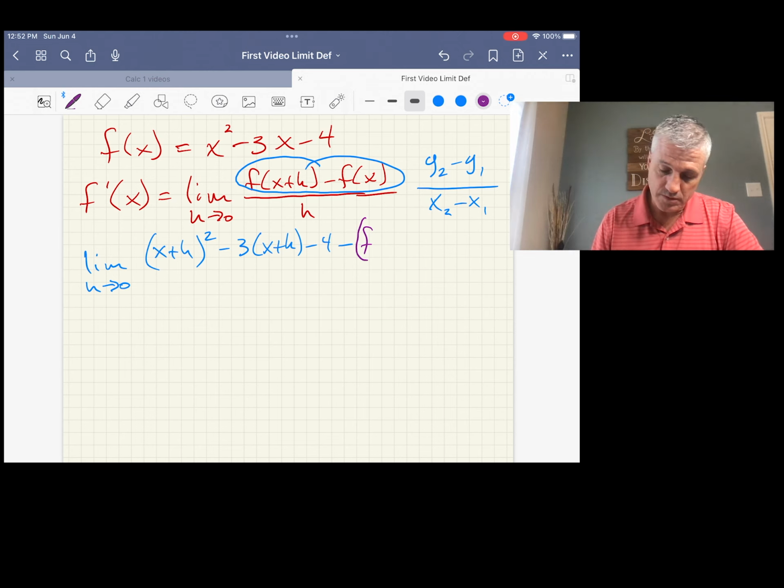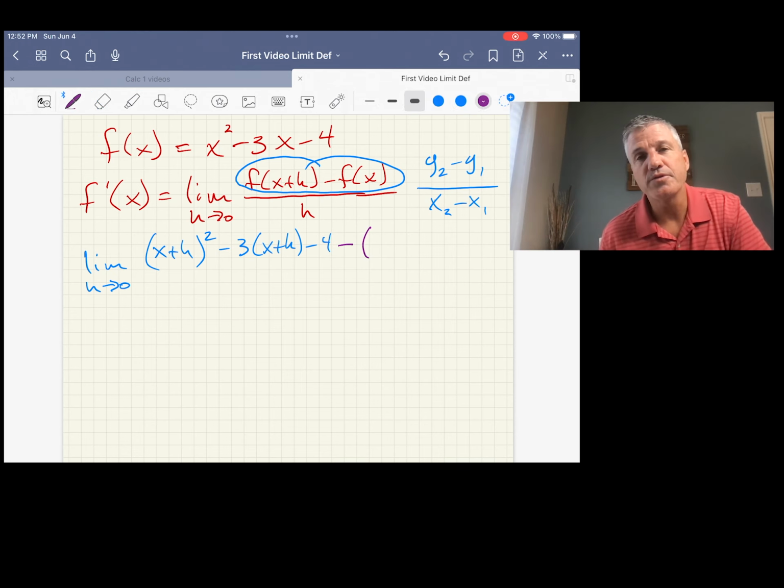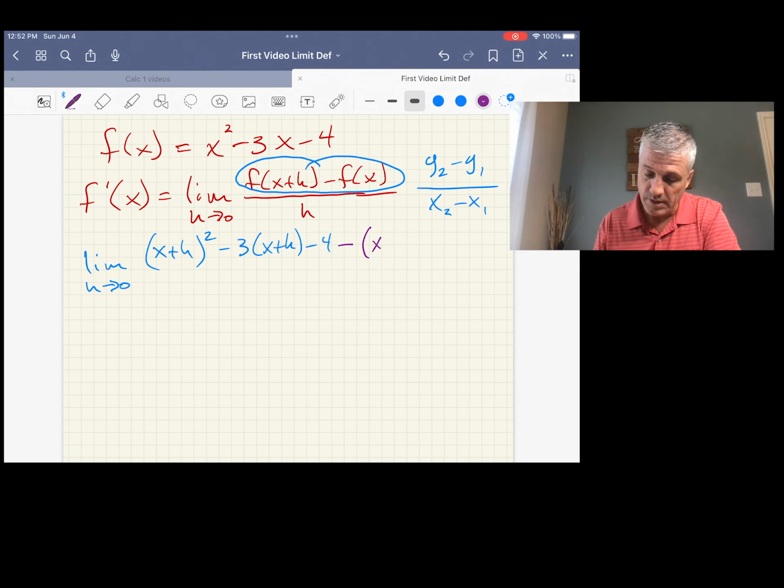So notice, oops, I wrote that incorrectly. Let me erase that. So notice we're going to write minus, and now we're going to subtract the entire function itself: x squared minus 3x minus 4. And I see a lot of times students make a mistake here, they forget to put this in parentheses so they don't subtract the entire function. All divided by h.